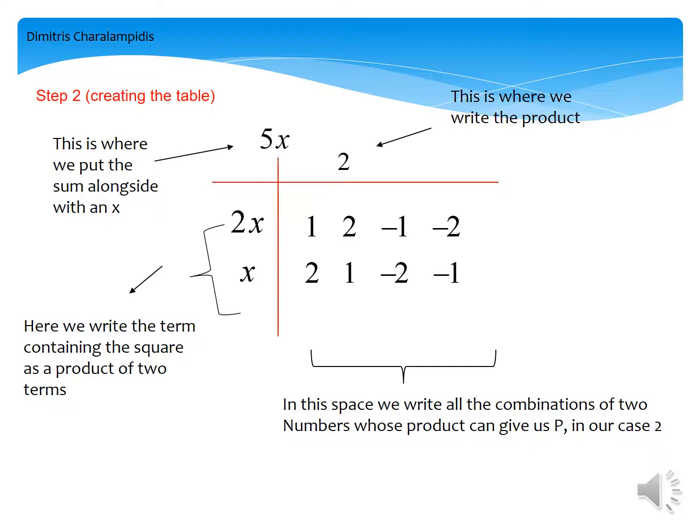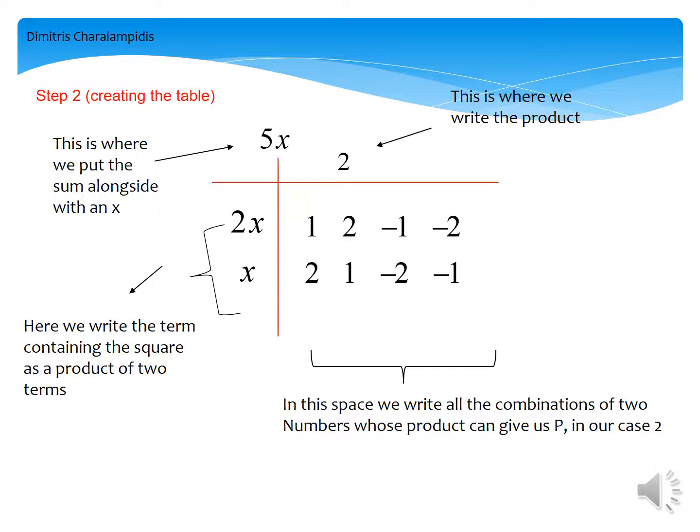On the left column, we write the term containing the square as a product of two terms. Here, the term containing the square in the initial expression was 2x squared. So we have to write 2x squared as a product of two terms. Each one of these terms must contain the variable x. So the only solution of writing 2x squared as a product of two terms which both contain x would be to write it as 2x times x. That's why we put 2x and x on the left column.